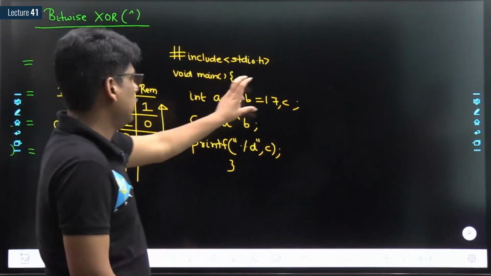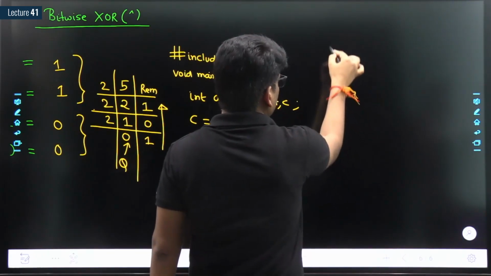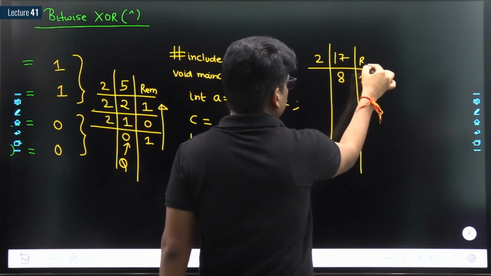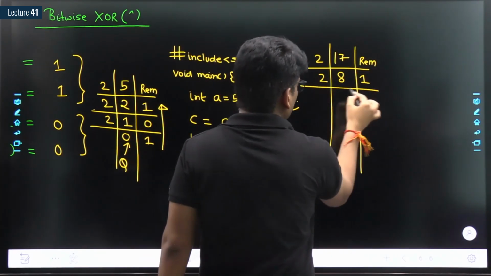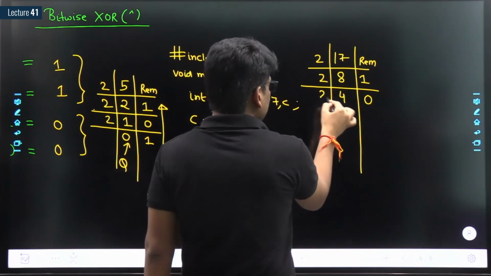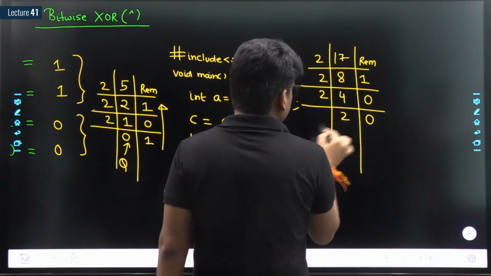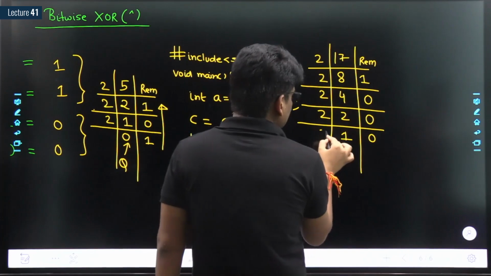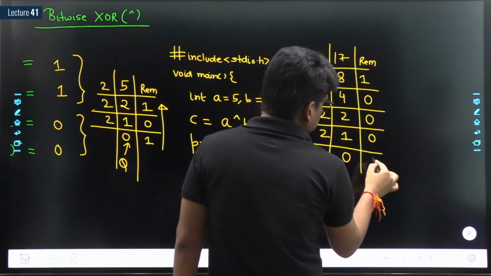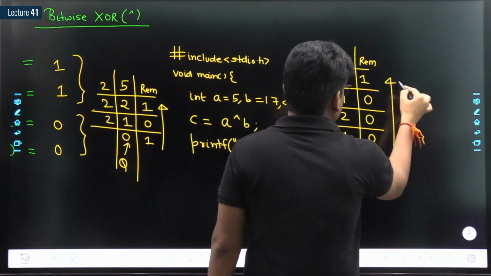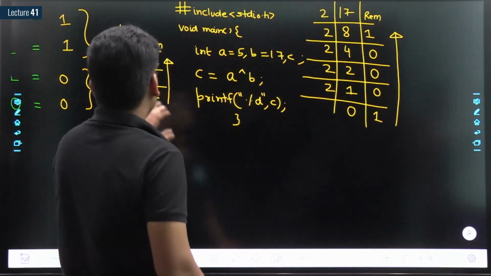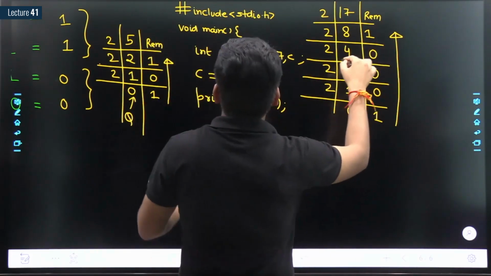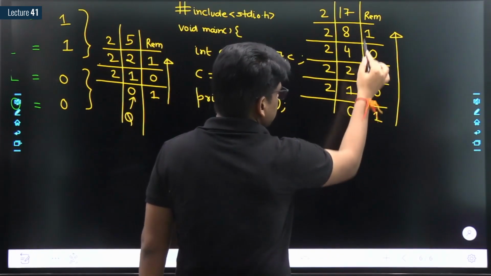Let's find the binary equivalent of 17. Dividing by 2, 8 times is 16, the remainder is 1. When I divide 8 by 2, it goes 4 times and the remainder is 0. Dividing 4 by 2, it goes 2 times and the remainder is 0. Dividing 2 by 2, it goes 1 time and the remainder is 0. When I divide 1 by 2, it goes 0 times and the remainder is 1. So this is the binary equivalent. The binary equivalent of 5 is 101 and for 17 it is 10001.